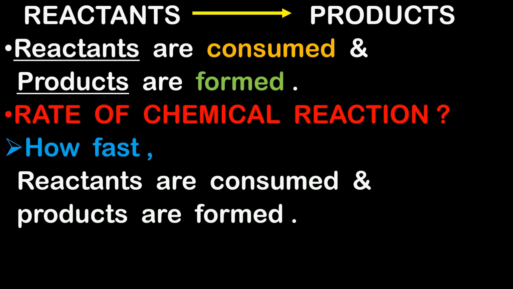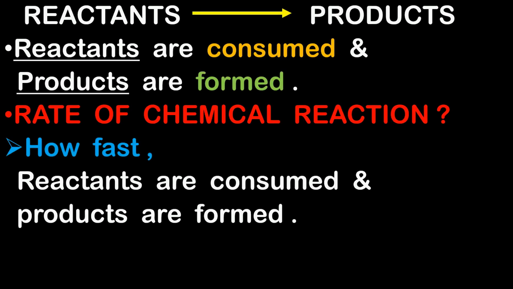Now since we know what is rate of chemical reaction, but guys, how are you going to calculate a rate of reaction? Like the speed of a car has a particular value, 45 km per hour, 60 km per hour. Like that, how can you calculate the rate of the reaction?